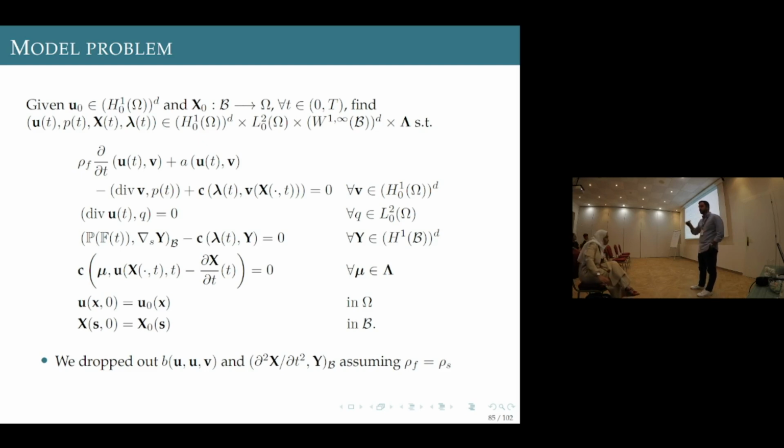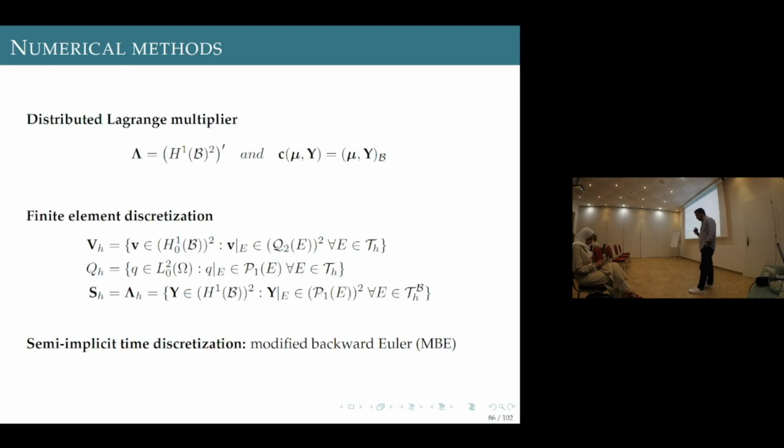Okay, the model problem is the same as before. We dropped out B, and the term with the second time derivative of x, considering the two densities to be equal, so rho f equal to rho s. For the distributed Lagrange multiplier, we work with lambda as the dual space of H1, so C is the scalar product in L2 at the discrete level.